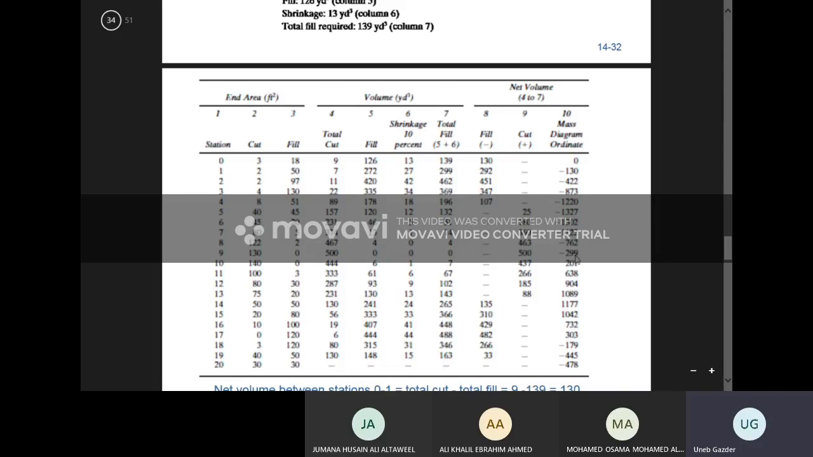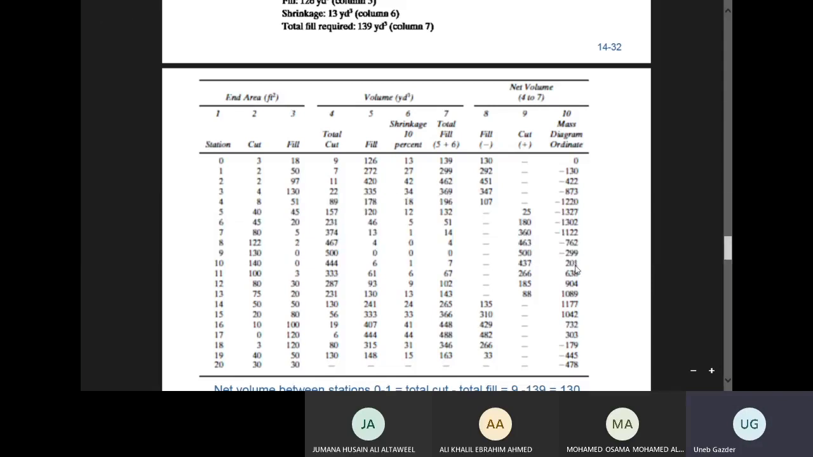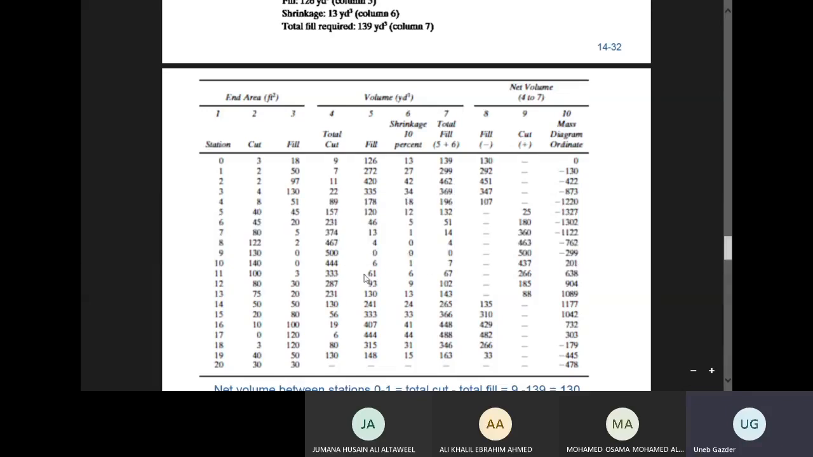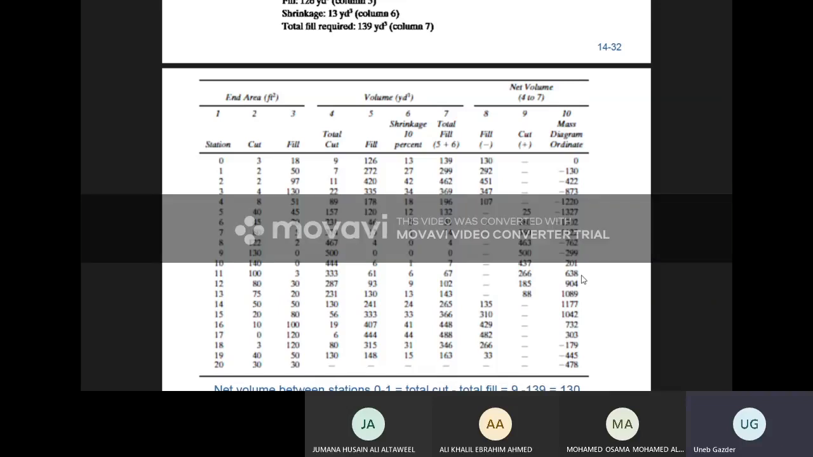Now, where the line is crossing zero, if I come to the table, the last negative ordinate is minus 299, and the positive ordinate is 201. Minus 299 is at station 9, and 201 is at station 10. So zero is between them, between minus 299 and plus 201. This zero point is between station 9 and station 10. But where is it exactly? I want to know the exact X value in the diagram when Y becomes zero.